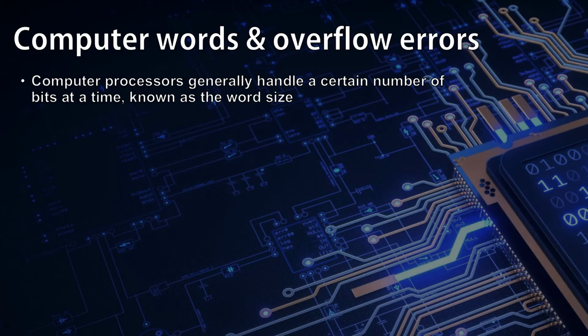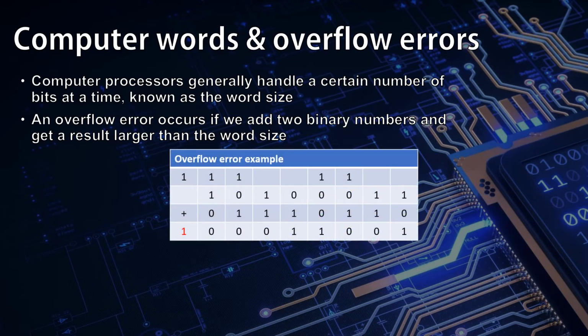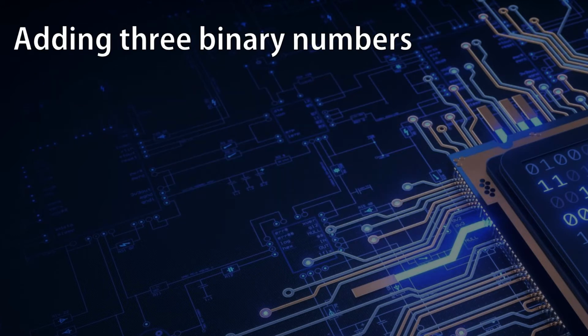Because computers work with words of a set size, an overflow error can occur if we add two binary numbers and the result is larger than the word size we have available to store it in. This is the case in the example below, where a 9th bit would be generated by adding the two numbers together.